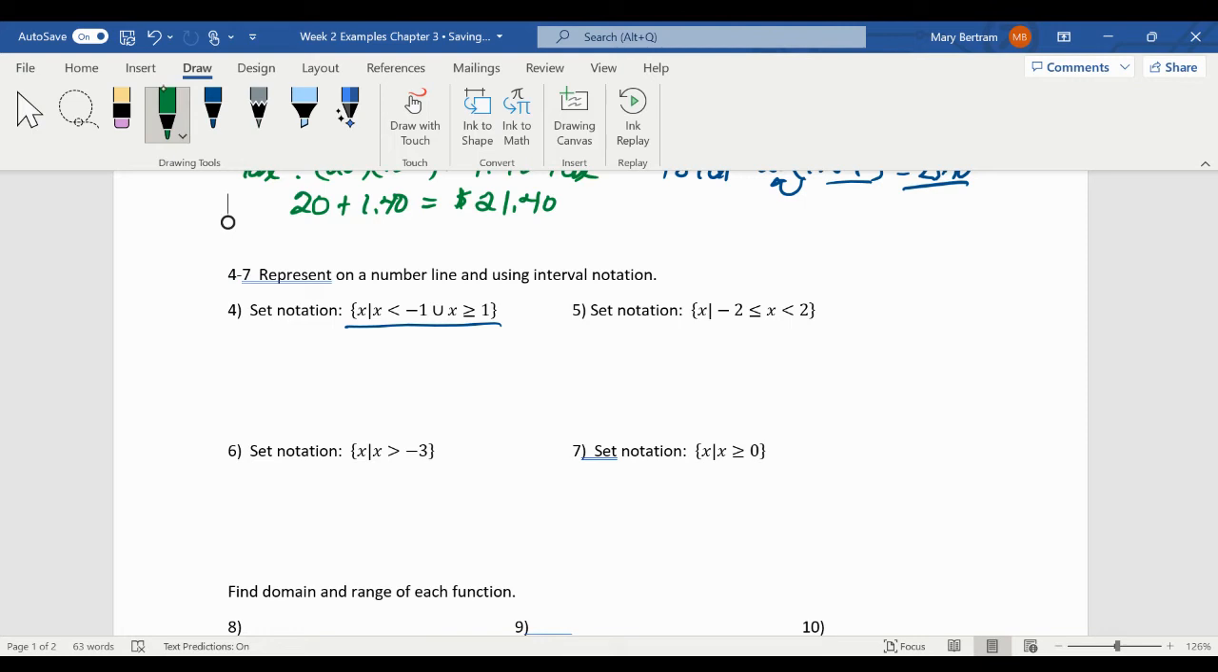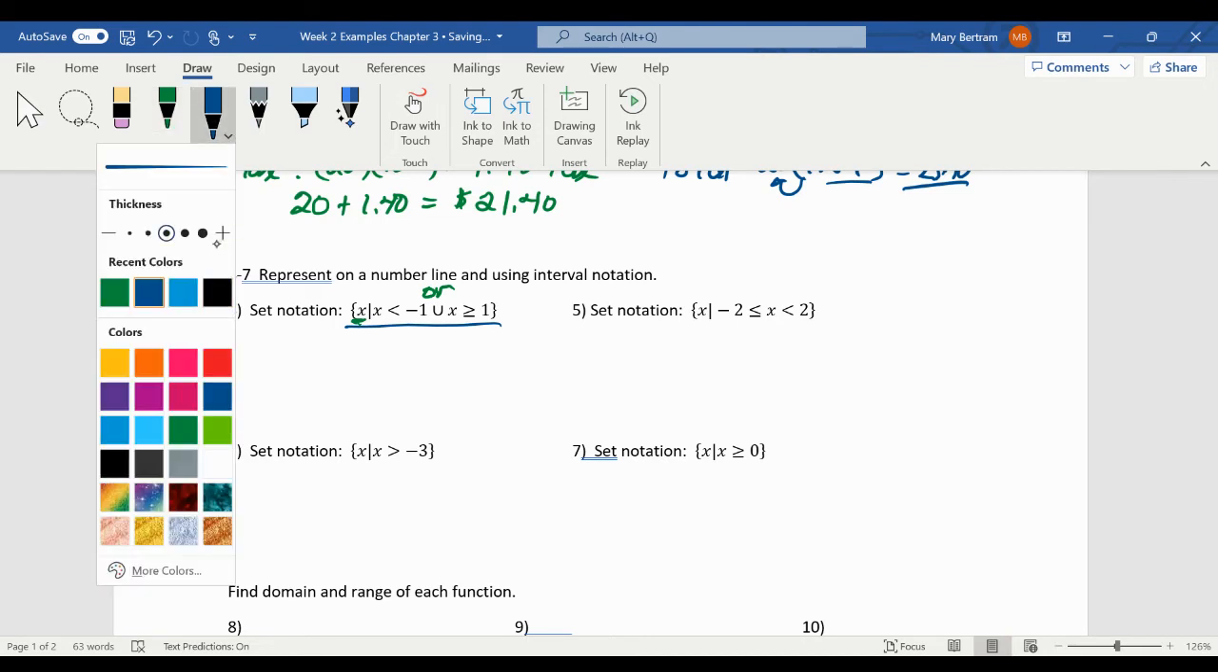So this, the set builder, you just read it as the set of x, okay, that's establishing the variable right there. That vertical line just means such that. So we're saying the set of x such that x is less than -1 or x is greater than or equal to 1. So we've got x going in two different directions. It could be going less than -1 or greater than or equal to 1. So let's go ahead and put that on a number line first.